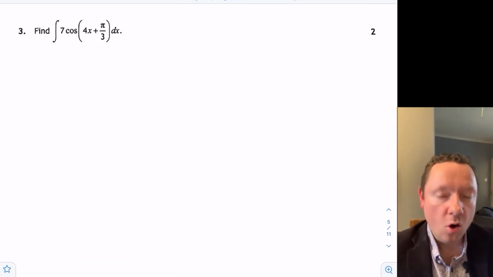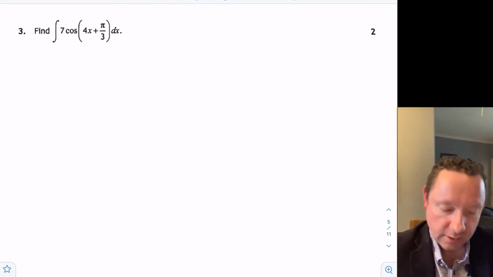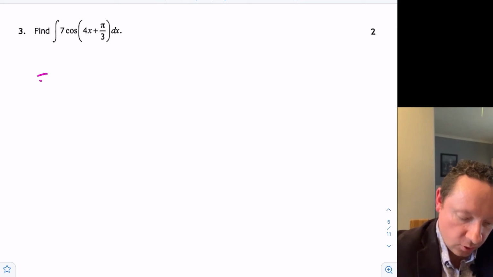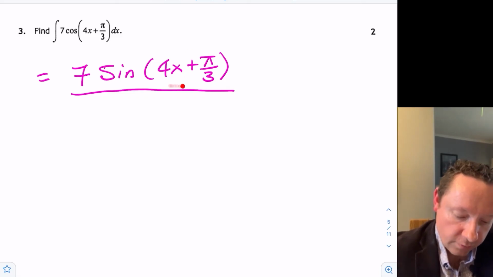So integrate cos, well, cos goes to sine, using the start of the exam paper. So that integral straight away becomes 7 sine (4x plus pi over 3). But then we need to divide by the inner function differentiated. So differentiate 4x, you get 4.